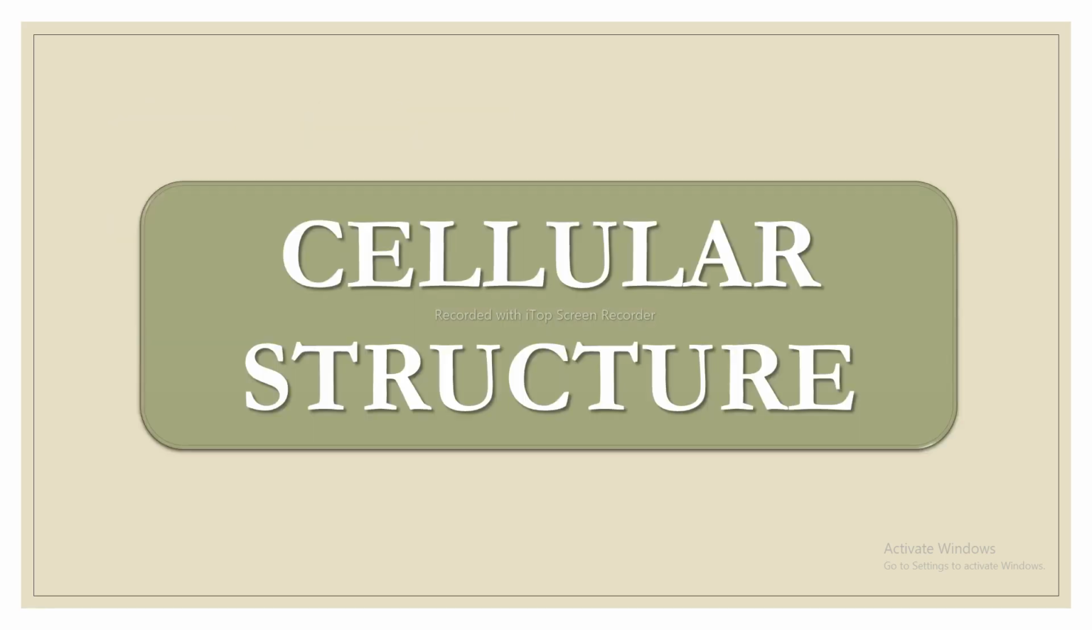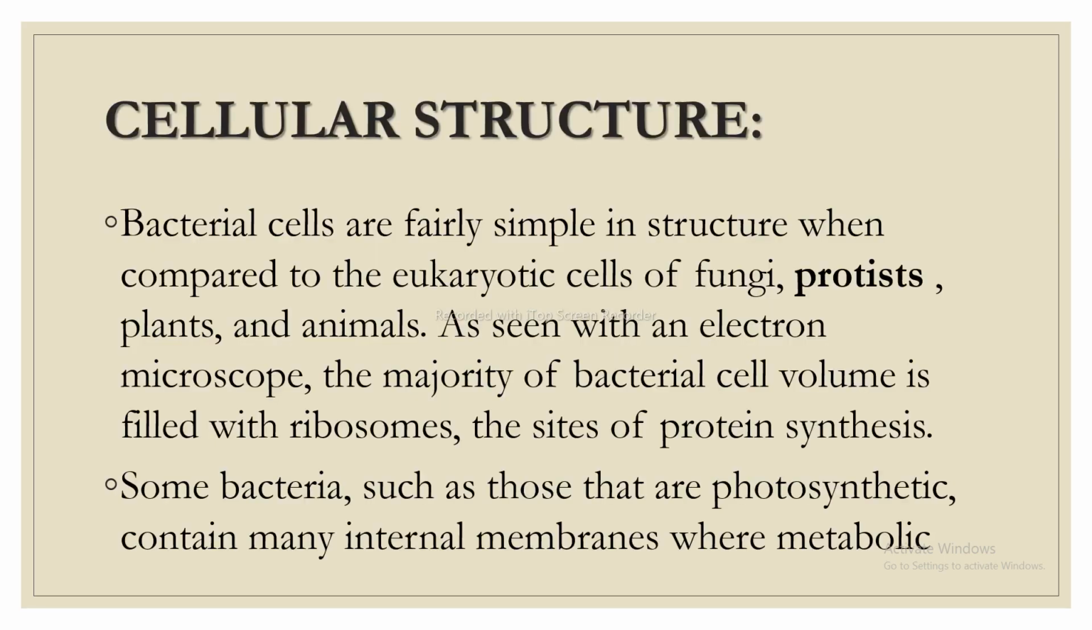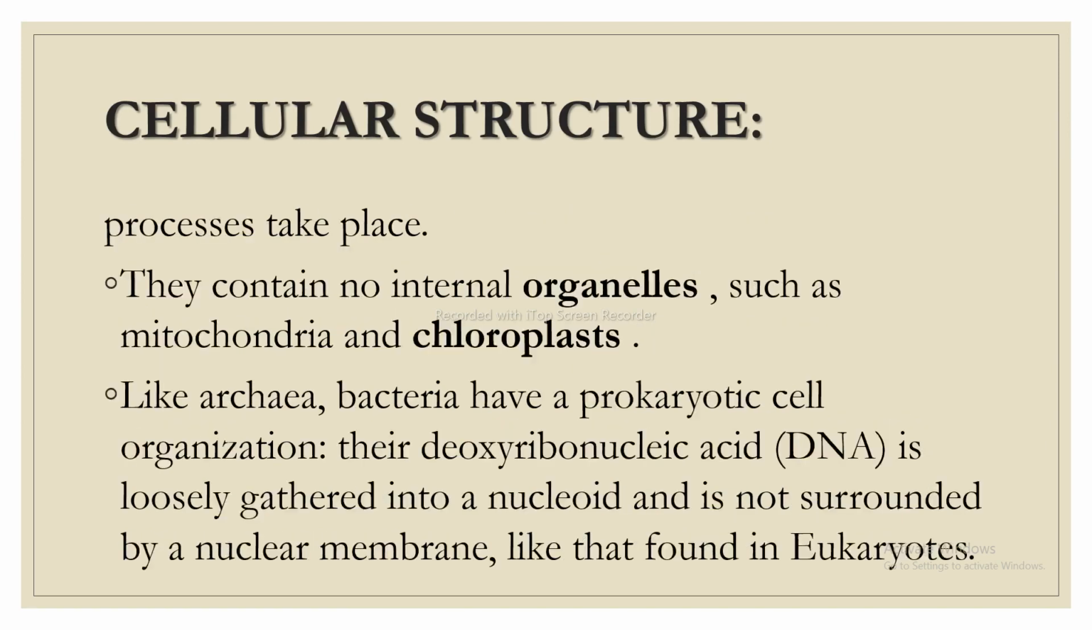So next I'm going to discuss the cellular structure. Bacterial cells are fairly simple in structure when compared to the eukaryotic cells of fungi, protists, plants and animals. As seen with an electron microscope, the majority of bacterial cell volume is filled with ribosomes, the sites of protein synthesis. Some bacteria, such as those that are photosynthetic, contain many internal membranes where the metabolic processes take place. They contain no internal organelles such as mitochondria and chloroplasts.